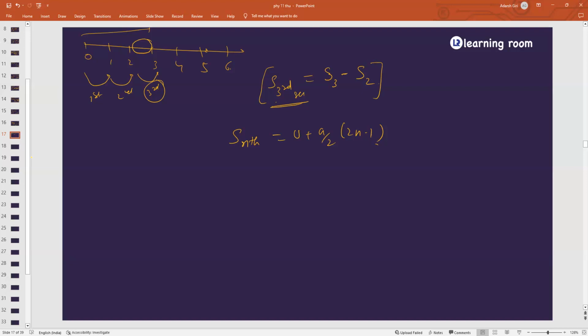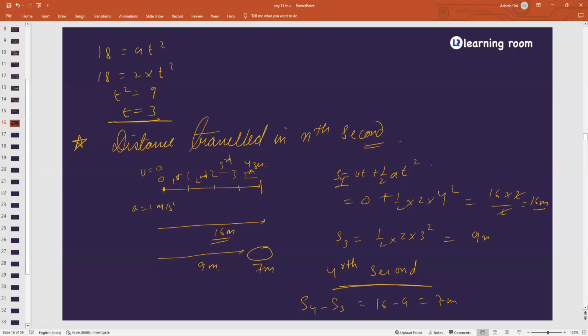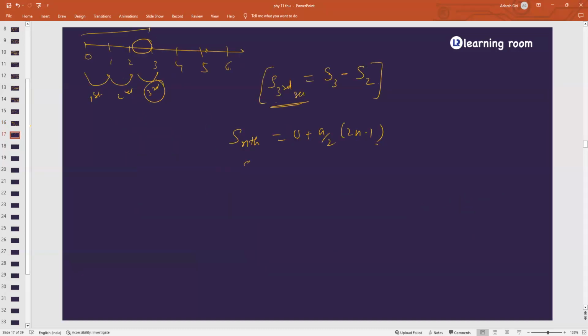Understood? The same thing I could have done for the previous question. What you did: you calculated for 4 seconds, calculated for 3 seconds, subtracted, and got 7 meters. Now I'll take acceleration 2, and calculate for the 4th second. So I need the displacement traveled in the 4th second. u was 0, acceleration was 2, and 2n minus 1 is 2 into 4 minus 1. N is the nth second for which you want to calculate the distance. So it will be 1 into 8 minus 1, that is 7 meters.